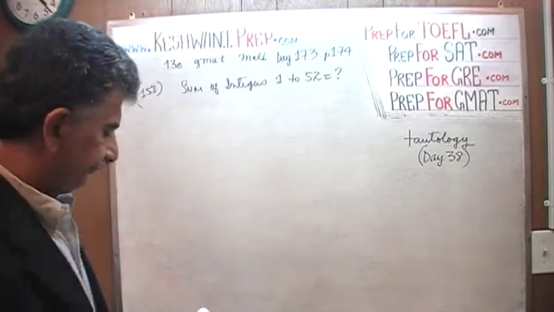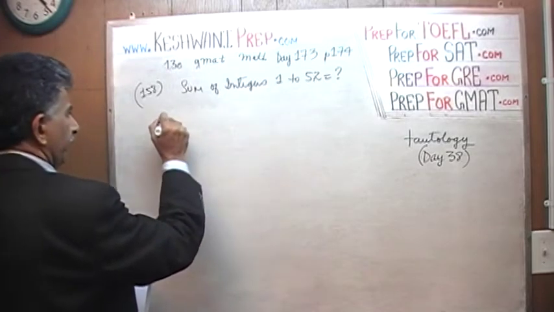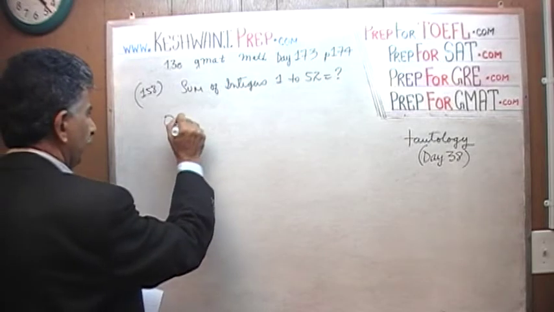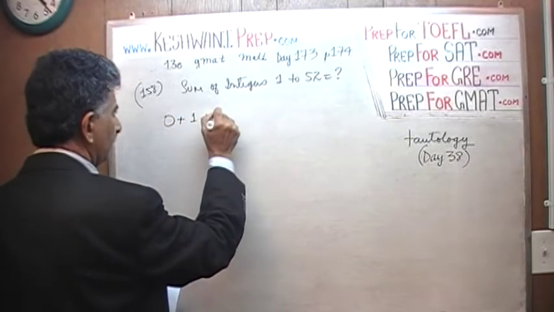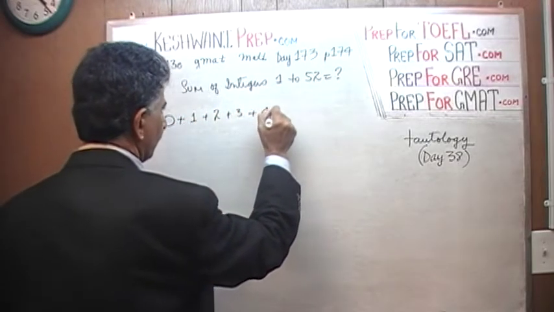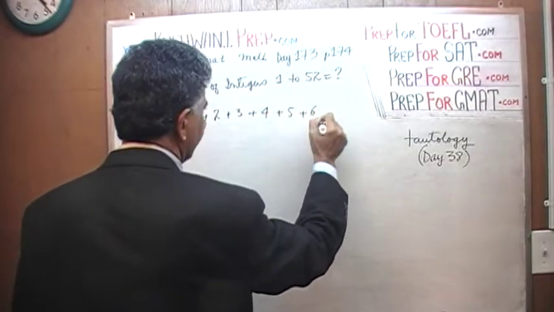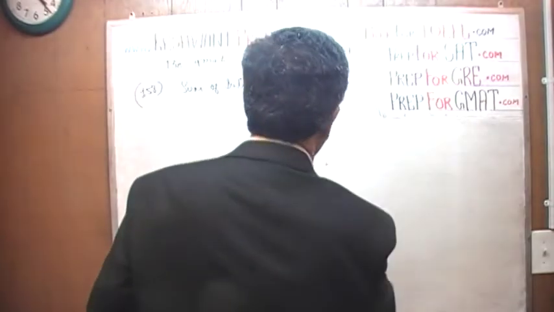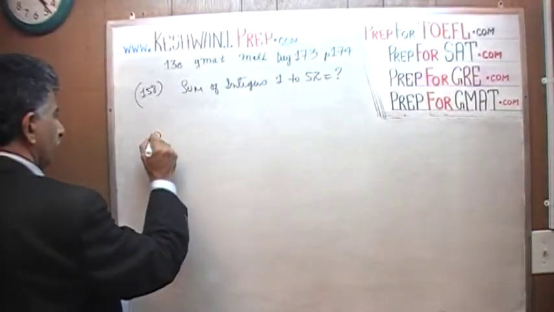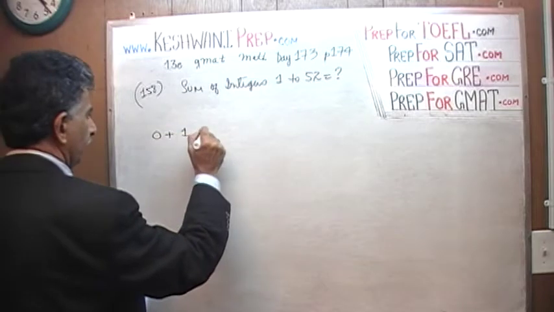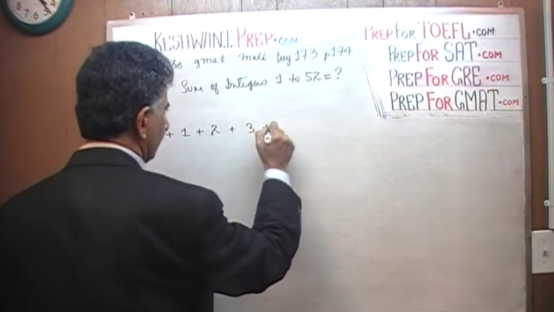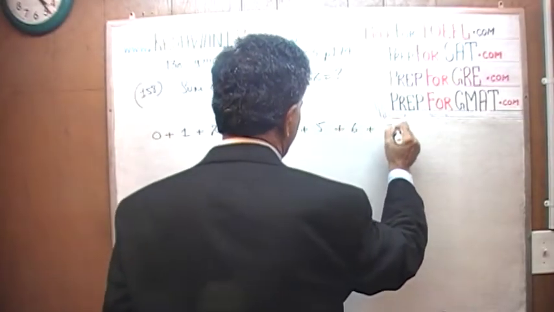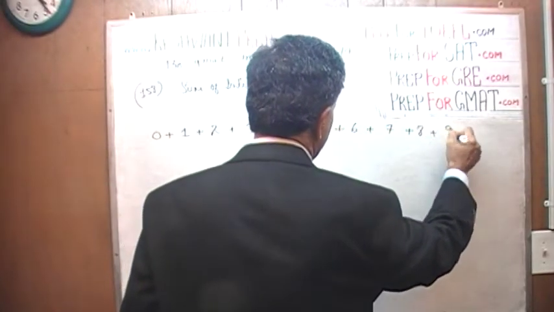Here's how we do it. So we have, even though it starts with 1, let's start with 0 here. You will see in a second why we need a 0, it makes it easy to see. 0 plus 1, plus 2, plus 3, plus 4, plus 5, 6, 7, 8, and 9.